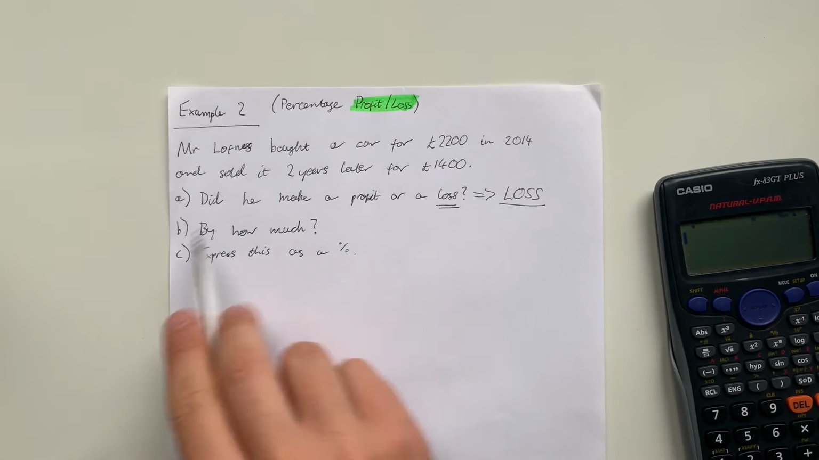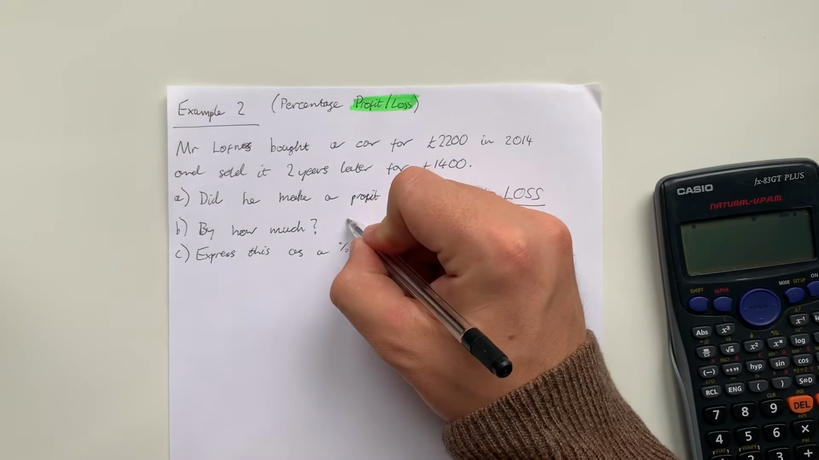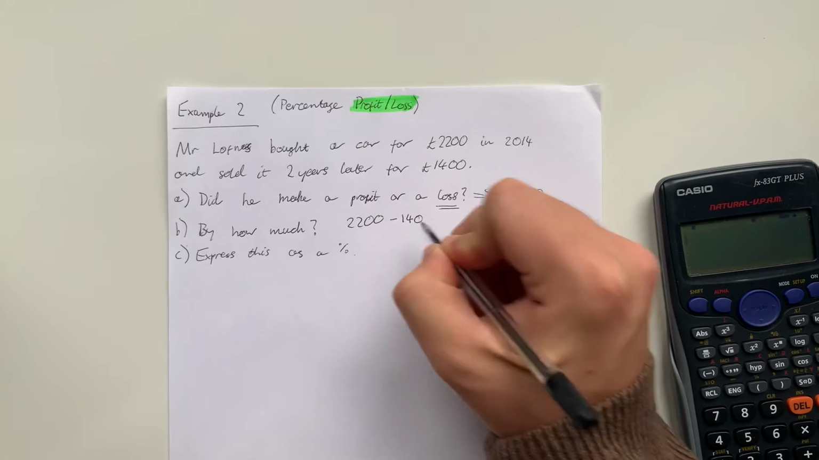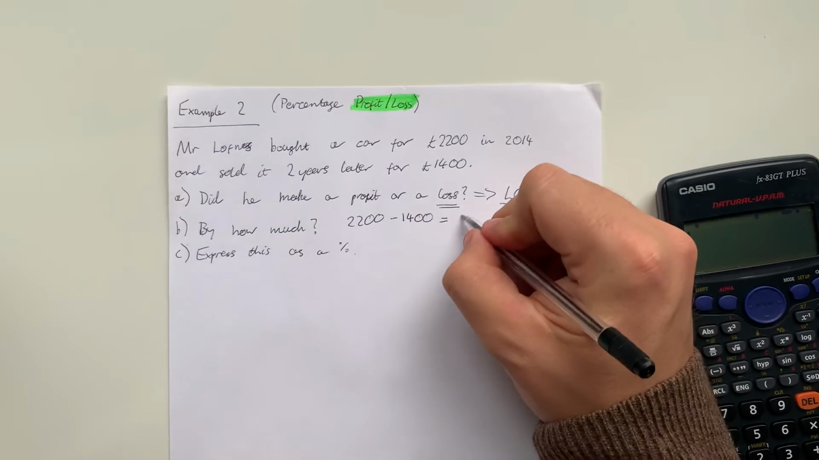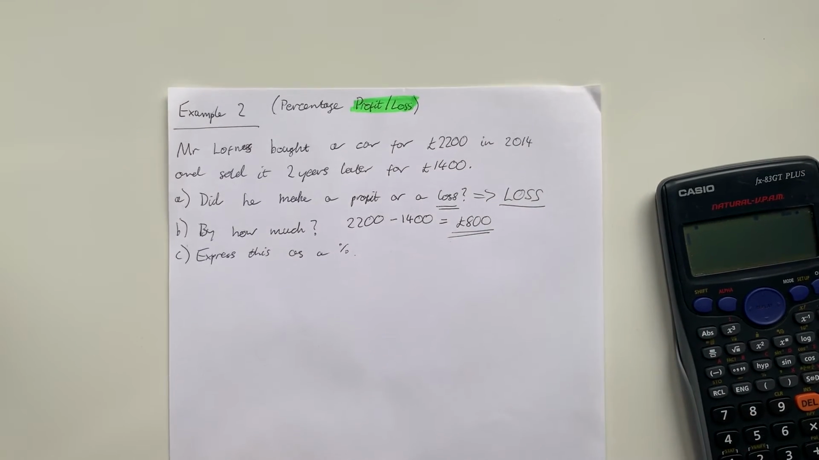Okay, so we've established we've made a loss. By how much? Simple calculation. If you've bought it for 2,200 and sold it for 1,400, you're going to have to find the difference between those two figures, which is 800. So we've made an £800 loss, which isn't necessarily a bad thing.